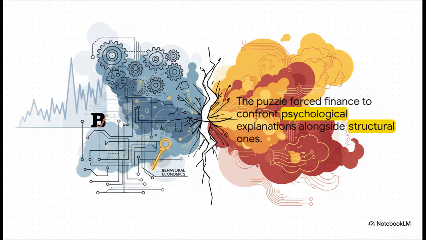Ultimately, the excess volatility puzzle was a total game changer. It blew the door wide open for what we now call behavioral economics. For the first time ever, mainstream finance had to get serious about the idea that human psychology might be just as important as all their clean structural models when it comes to explaining how markets actually work.